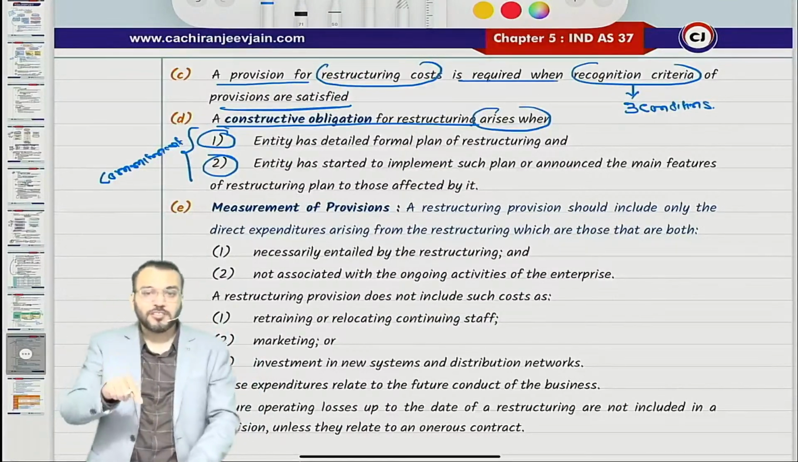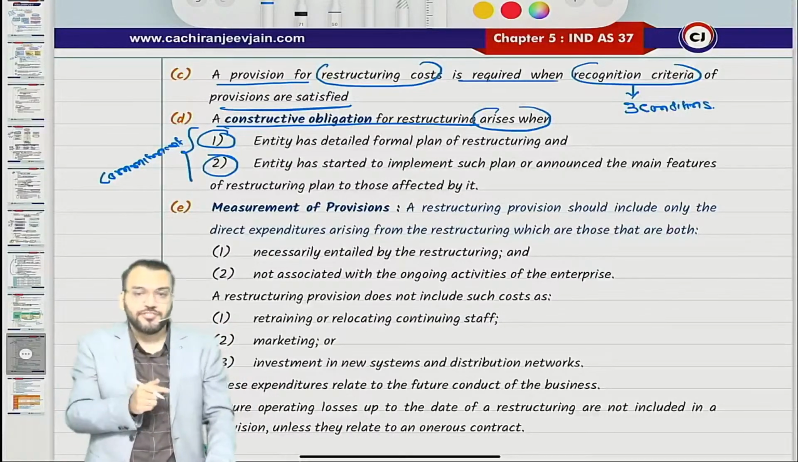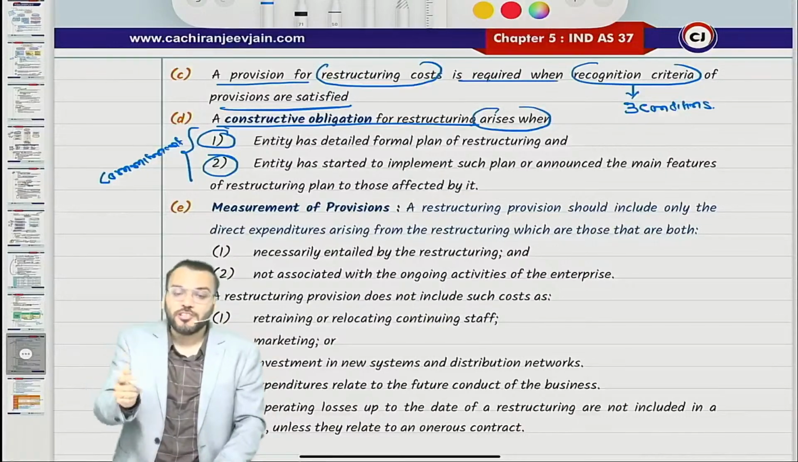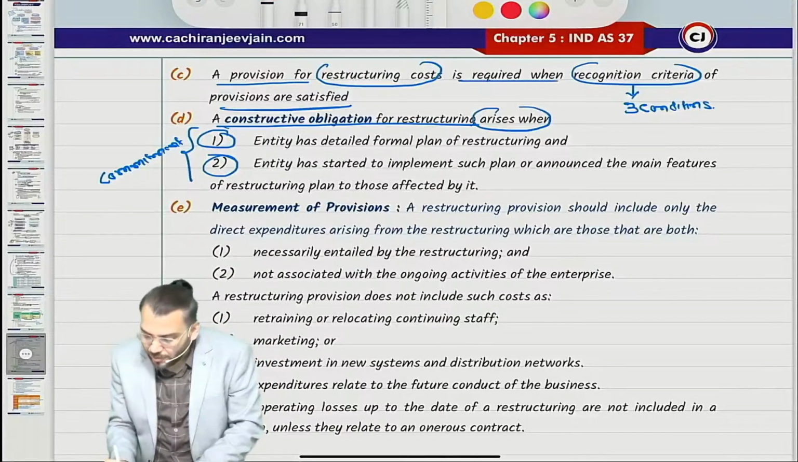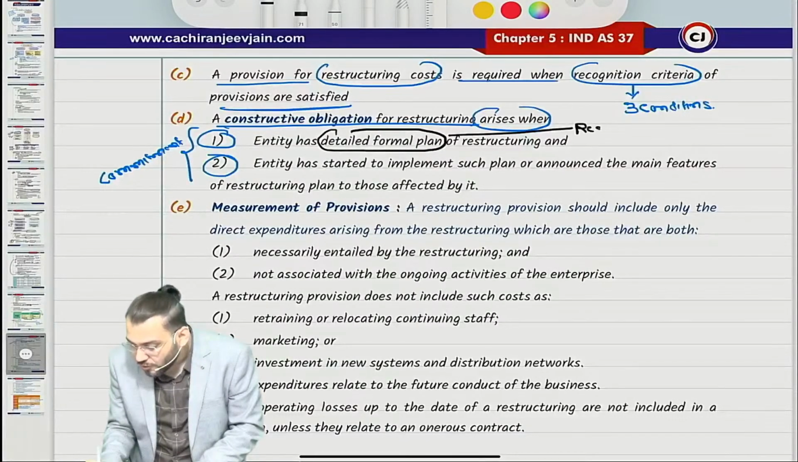Understood? So what is the first condition? The entity has a detailed formal plan for restructuring. When I say a detailed formal plan for restructuring, can I say a resolution has been passed in the board of directors meeting? It means a resolution has been passed.